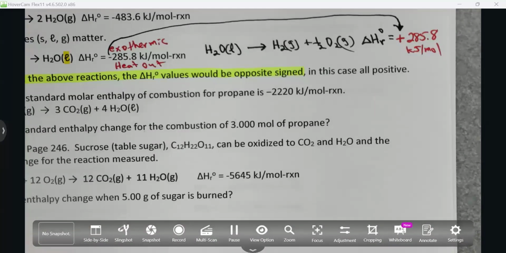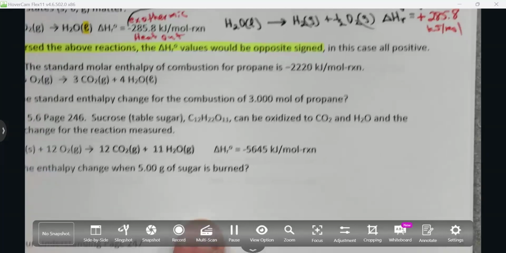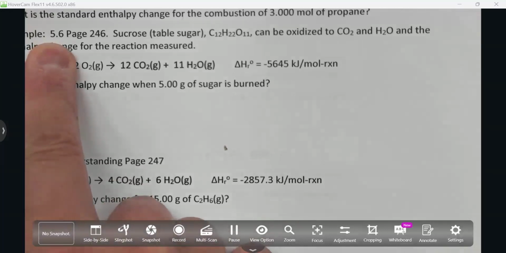Okay. I want to do this example. I'm going to skip this example. I'm going to go to 5-6.